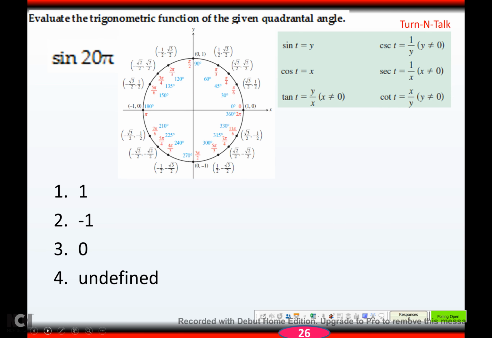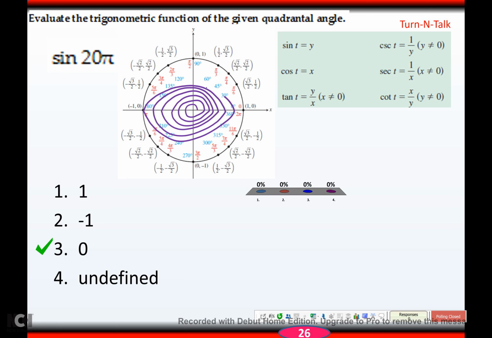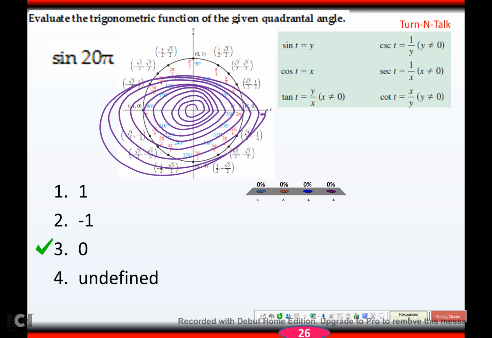Okay, so try this one. Hit pause. Come back when you're ready. And hopefully you got 0. 20 pi. 1 pi, 2 pi, 3 pi, 4, 5, 6, 7, 8, 9, 10, 11, 12, 13, 14, 15, 16, 17, 18, 19, 20. It puts me right here.